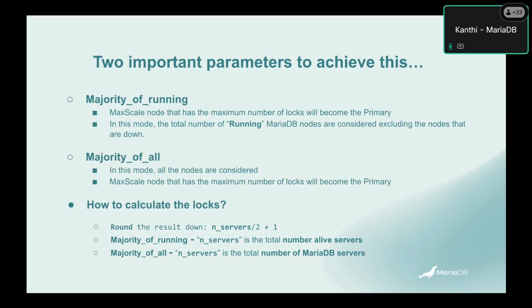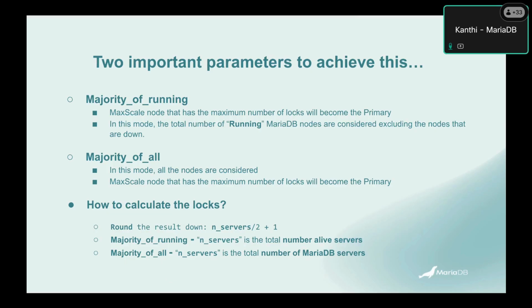So how do we achieve it? We have two important parameters to achieve this. Number one is called majority of running. Number two is called majority of all. The first parameter, majority of running, means the database server nodes that are up and running. In case some of the nodes go down, the majority of running will go down. So we calculate only whatever is up and running at that time from the database nodes. We call it majority of running.